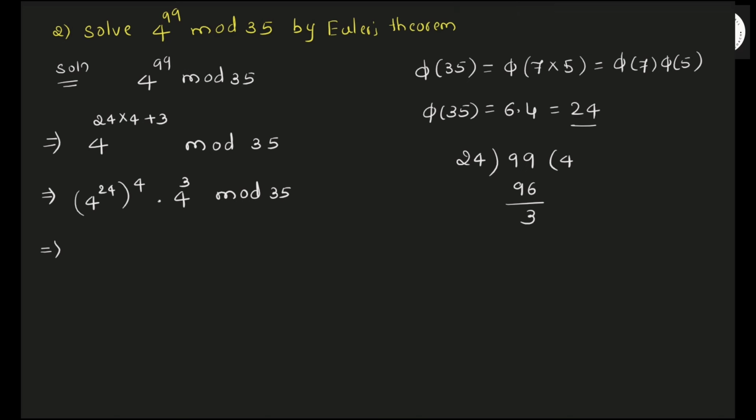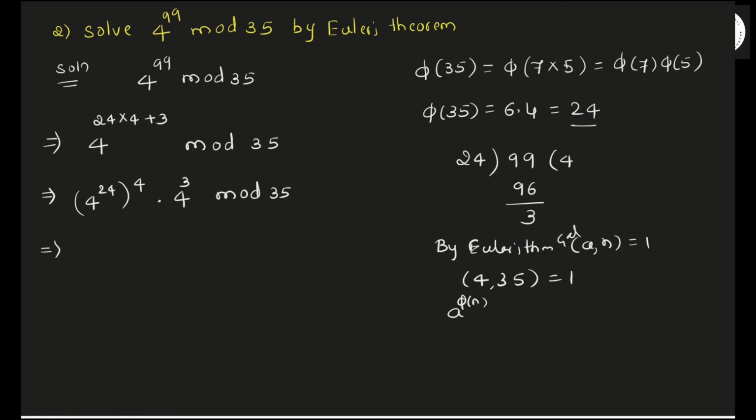Now, 4 to the power 24 you have. Then, by Euler's theorem, what is that? If A and N are such that GCD of A and N is 1, here A is 4 and N is 35, so obviously it is 1. If this is true, then what does the statement say?